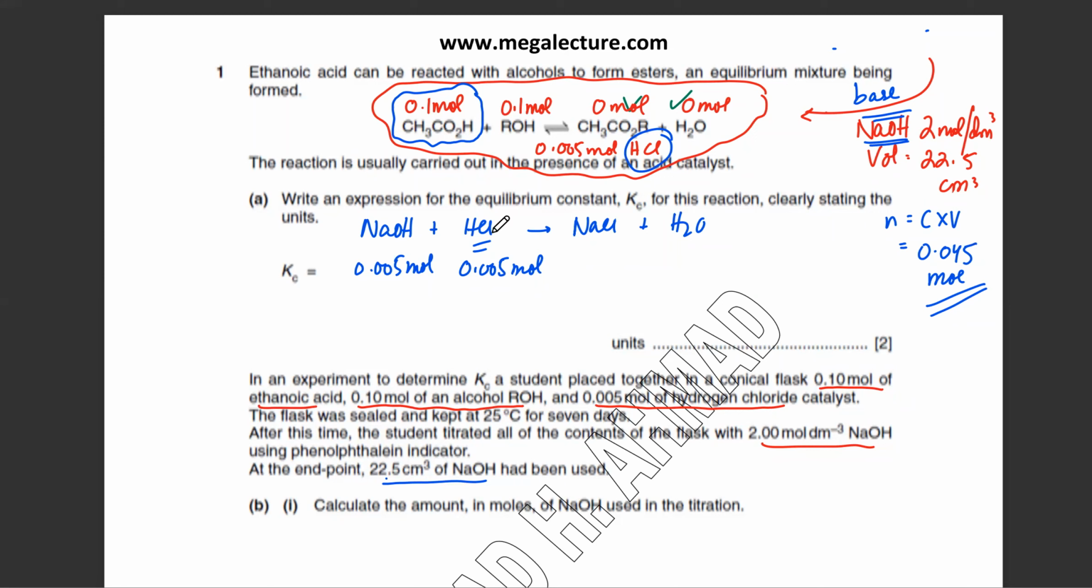HCl was a catalyst. Remember, catalysts don't undergo any change in the reaction. Their amount remains the same. At the beginning, it's 0.005 moles. So after several days, it's still going to be 0.005 moles because it's a catalyst. So the HCl that's present in the mixture is 0.005 moles. So according to the ratio, 0.005 moles of NaOH is going to react with HCl.